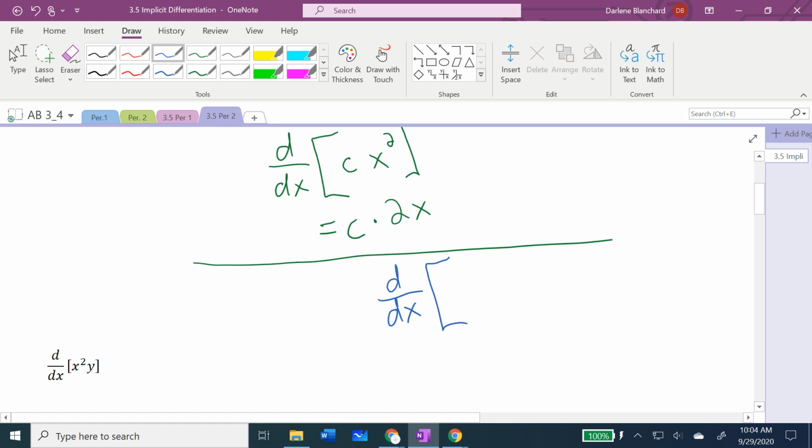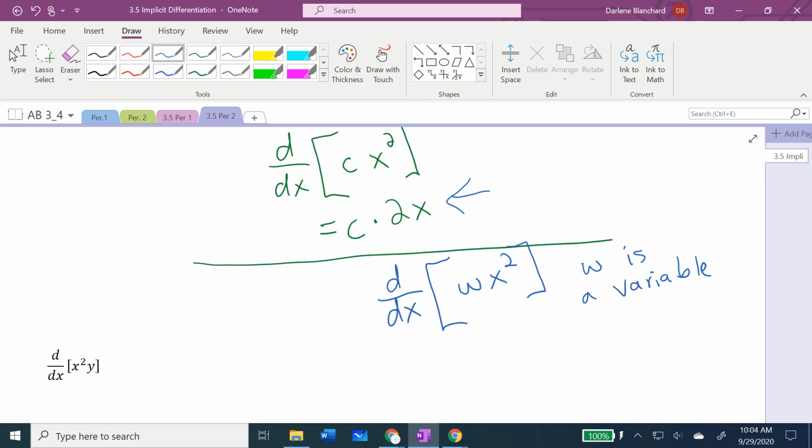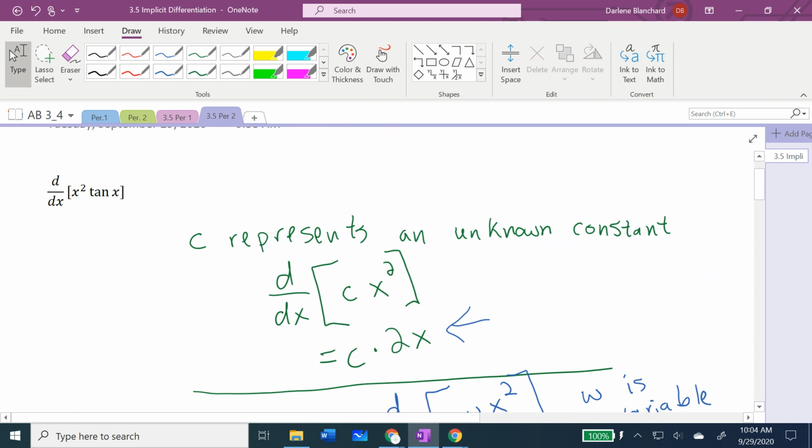So let's say I give you w times x squared. And I say that w represents a variable. In that case, I can't do what I just did up here. But how do I do it? Before I show you how to do it, I want to talk to you about what you already know and use that to help you.